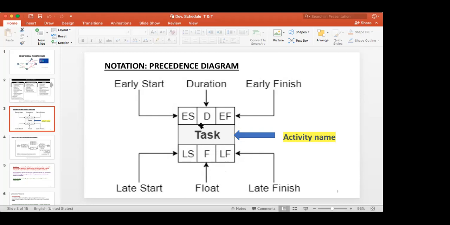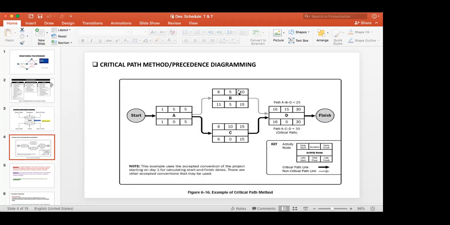The free float you are not marking anywhere here. Free float is when you take two activities. The next one does not have to start on the very day this one finishes. It can start on day 16. So you have time. What is that time? 5 days. That is a free float.